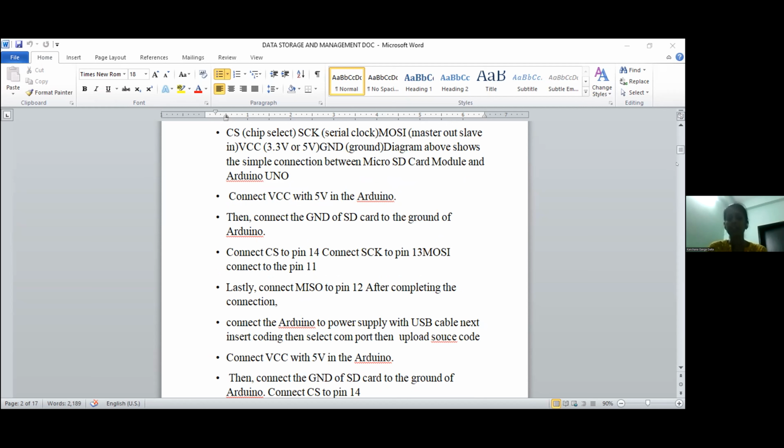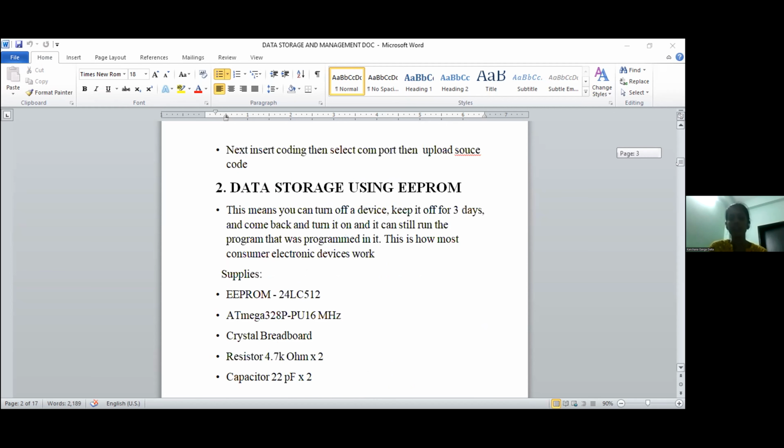And coming to the data storage using EEPROM. So this is the pin connection using the SD card and the Arduino. I'll show you the circuit diagram in the PowerPoint, ma'am. So this is the data storage using EEPROM. As I have said, there are some basic features which we have to follow to connect this EEPROM and the Arduino board.